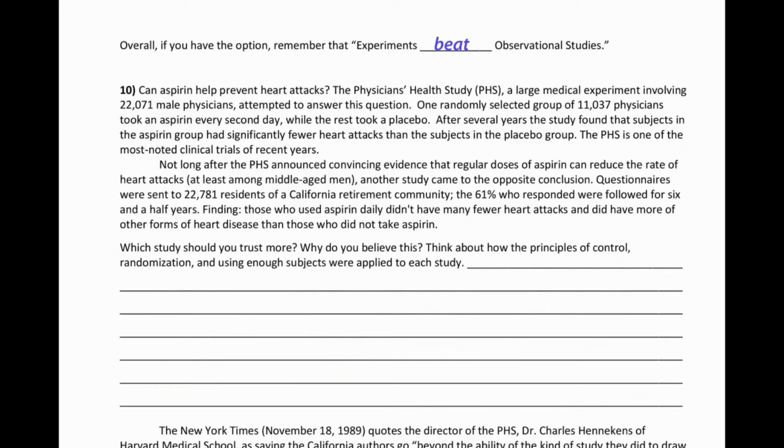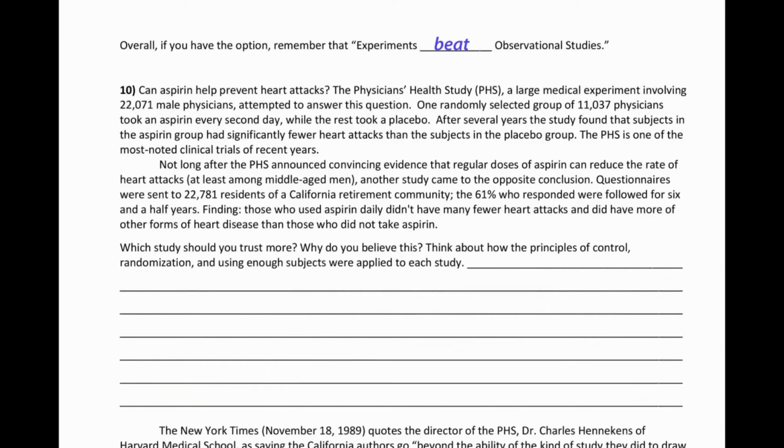Question 10. Can aspirin help prevent heart attacks? The Physicians' Health Study was a big study. It's usually called the PHS. It was a large medical experiment involving 22,071 male physicians, so male doctors. It attempted to answer this question: can aspirin help prevent heart attacks?